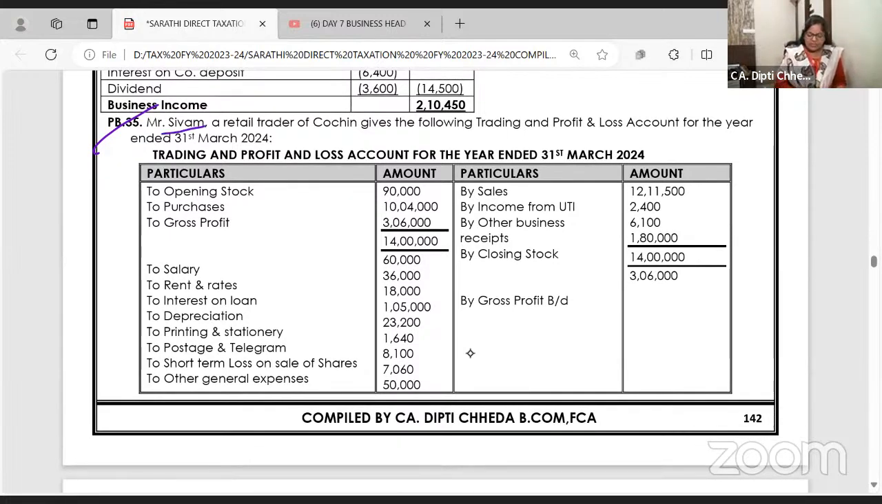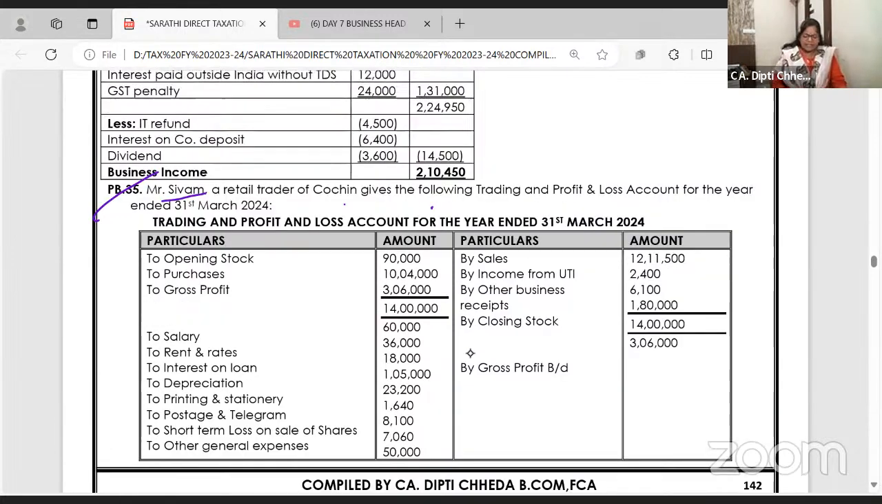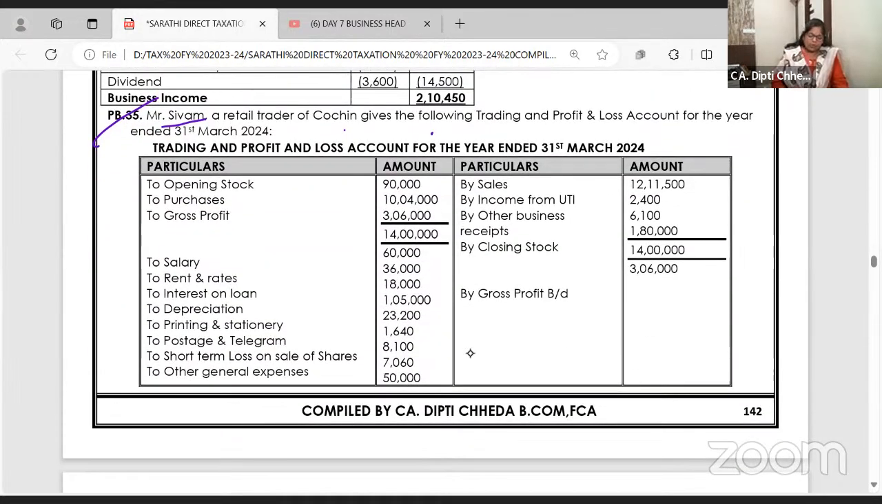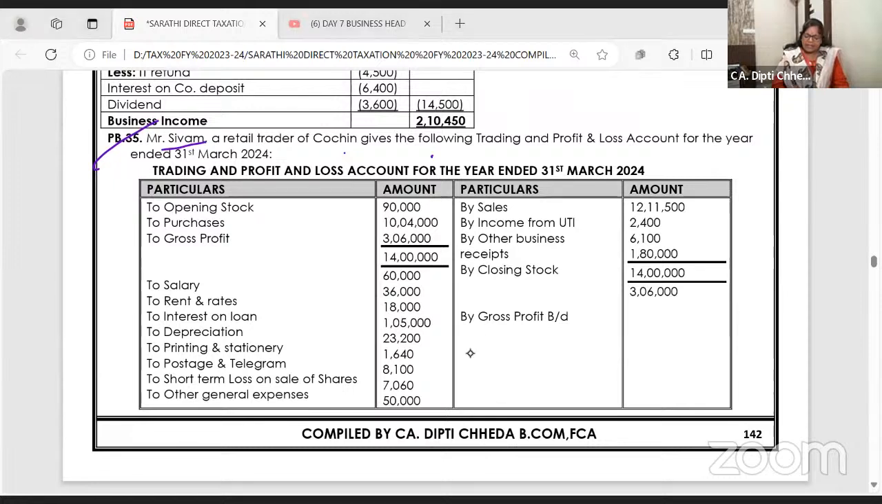Chalo. Mr. Shivam, a retailer. Yeah, please comment till I'm reading. Do you want me to do the question in the notebook or not? We will tick some and do some, like this is homework, very easy, some we will do in the notebook. Shivam, a retailer, gives trading and P&L account.